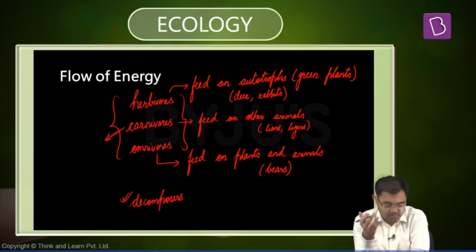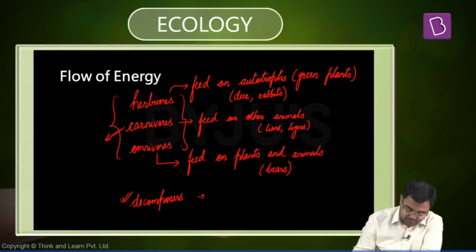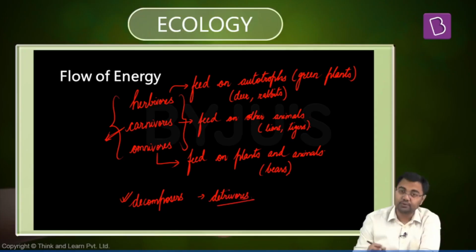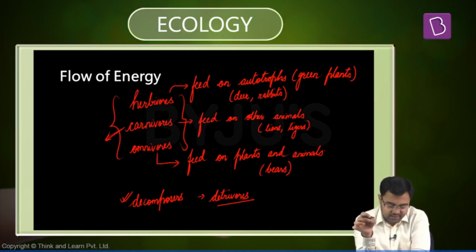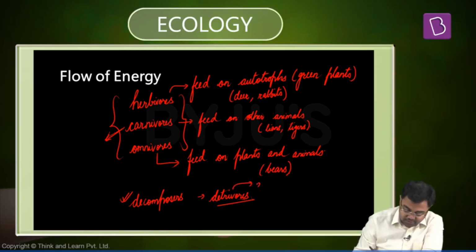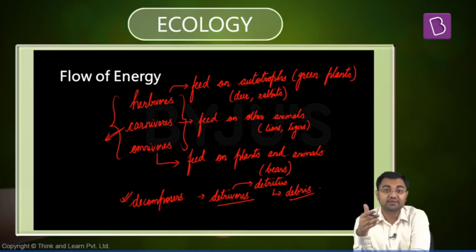Apart from that, you also have some other decomposers as well, which are called detritus feeders or detritivores. What are detritivores? They feed on the waste or the dead bodies of other organisms, and that's why they are called detritivores. What is the meaning of detritus? It is derived from detritus, meaning debris. So that's why they are called detritivores.